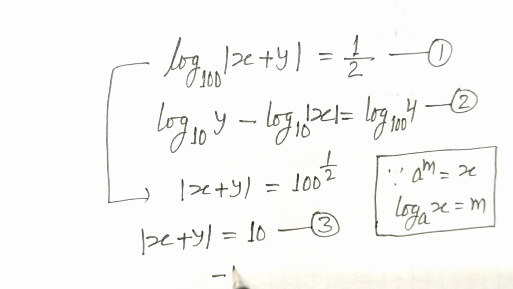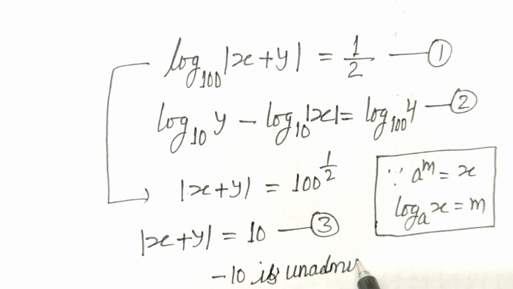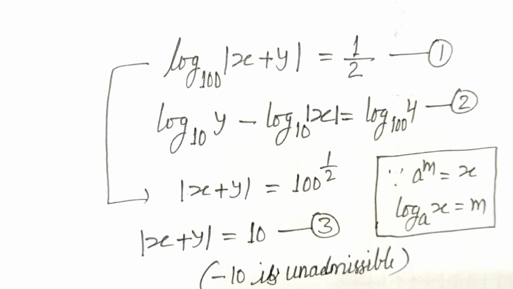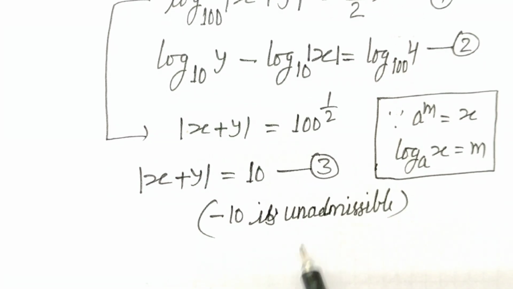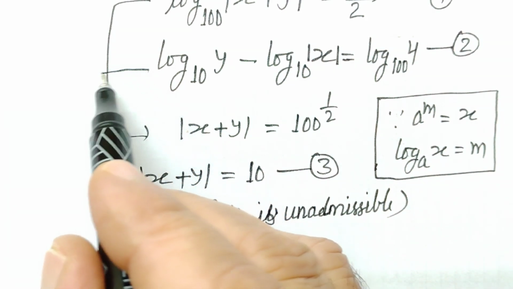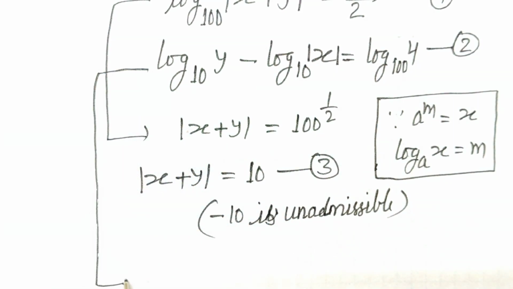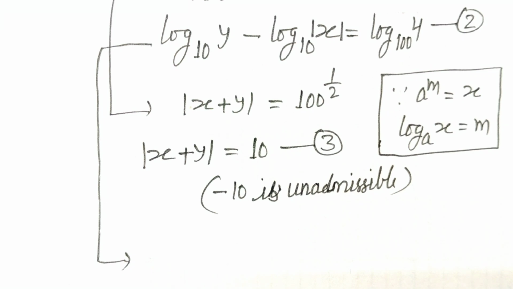Here minus 10 is unadmissible. Right? Minus 10 is unadmissible. Now we will change equation second.